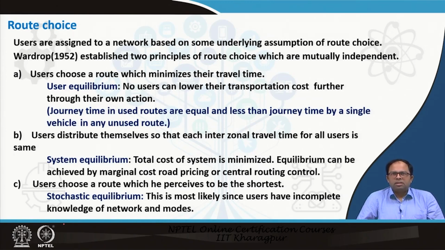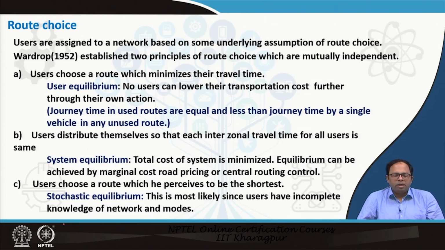So, that is the first thing, and when this happens, the journey time in all the used routes between this origin and destination pair are all equal, because different users may feel different paths are the shortest, and accordingly they will take that. And all the other routes are equal to or less than the journey time by a single vehicle in any unused route. So, that means all the other routes which are unused, there the journey time is higher. So, this is the concept which leads to user equilibrium.